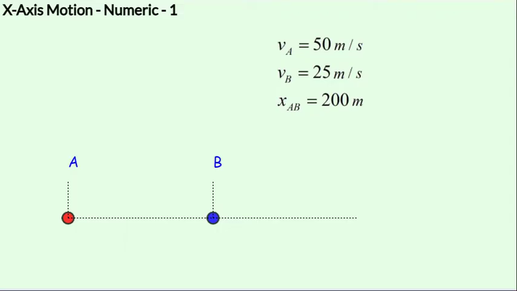A red ball begins moving from A, and simultaneously a blue ball begins moving from B. A travels with a uniform velocity of 50 meters per second to the right, and B travels with a uniform velocity of 25 meters per second to the right. Let's watch it again.